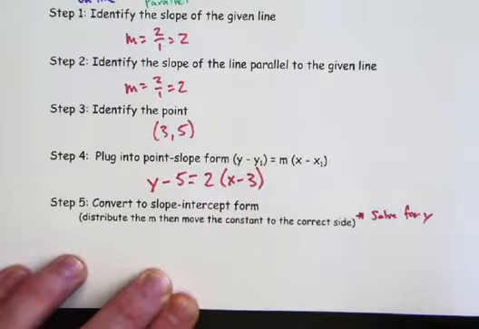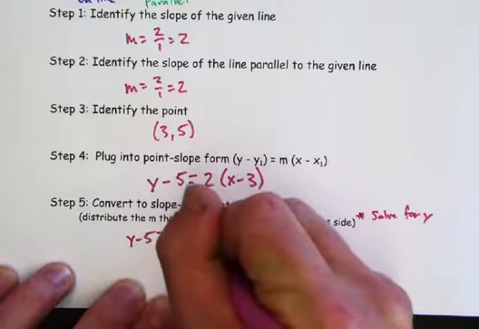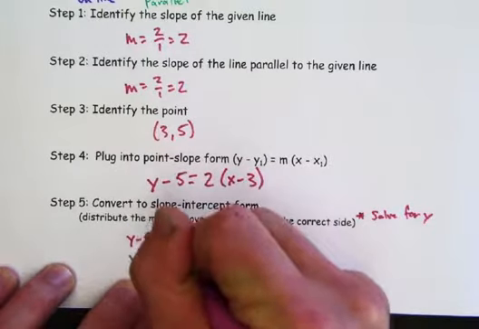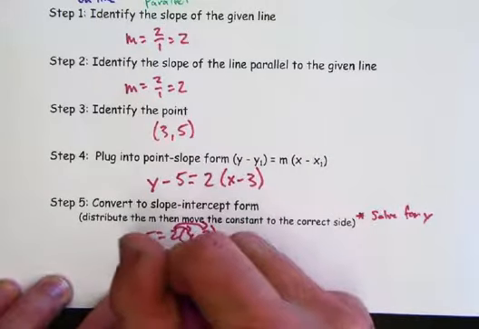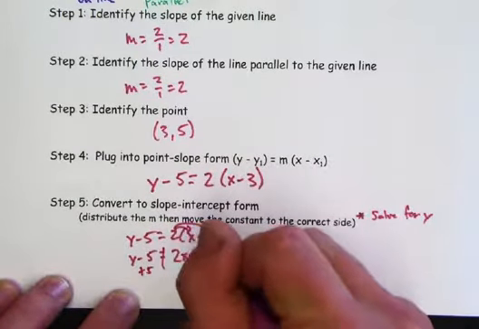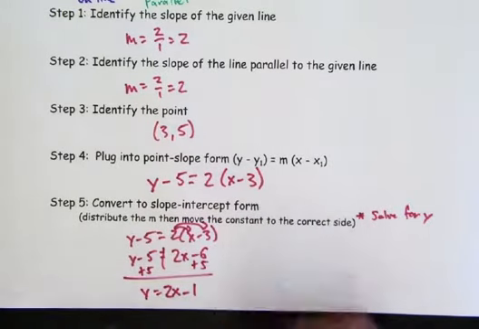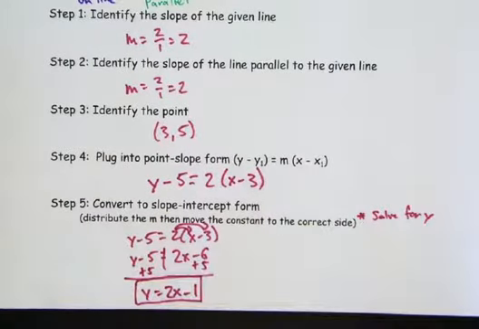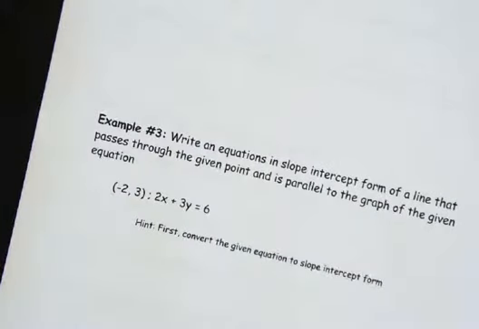Because we want y equals mx plus b. So y minus 5 equals 2 times x minus 3. I'm going to distribute. y minus 5 equals 2x minus 6. Then I'm going to add 5 to both sides. I get y equals 2x minus 1. That, my friends, is our equation for a parallel line. Let's move on and look at a couple more examples.